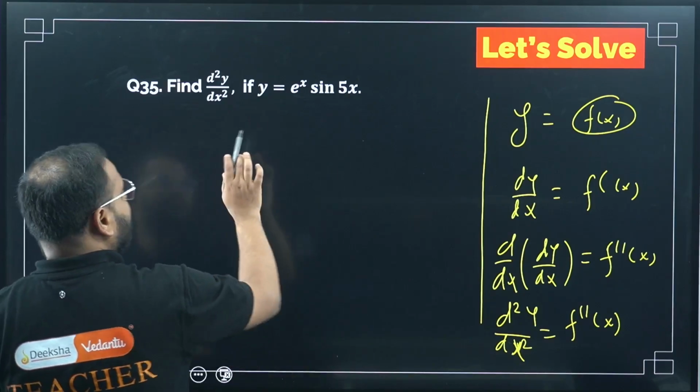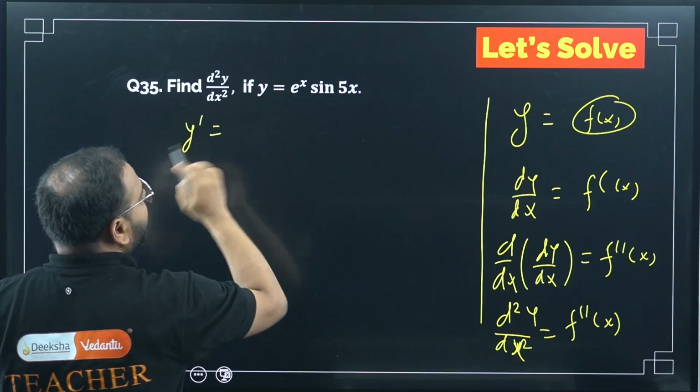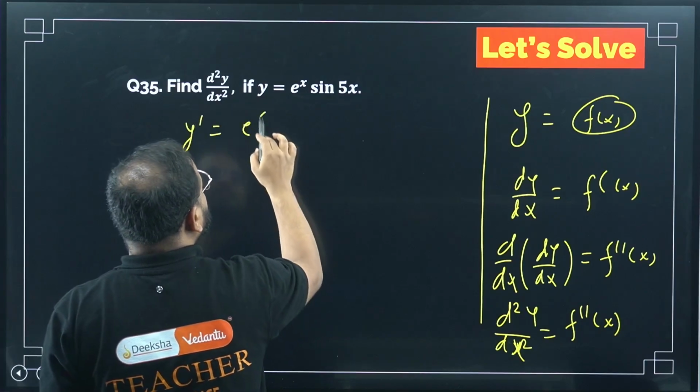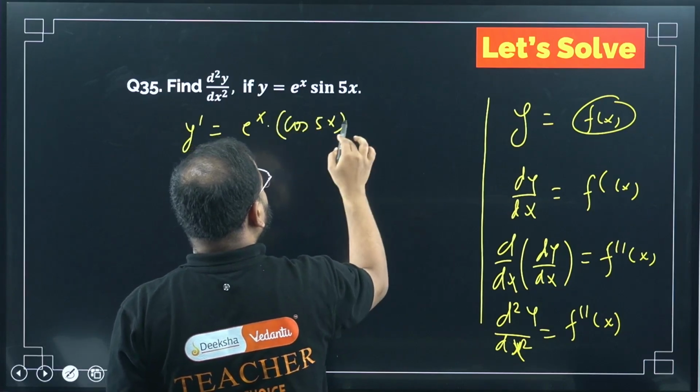Okay. Chaliye. So function is given, find the second derivative. So let's first we have to find what? First derivative. So y dash will be what, bacha? Product rule have to use. Product rule means e power x keep as it is. Sin power 5x will be what? Cos power 5x multiplied with what, bacha?